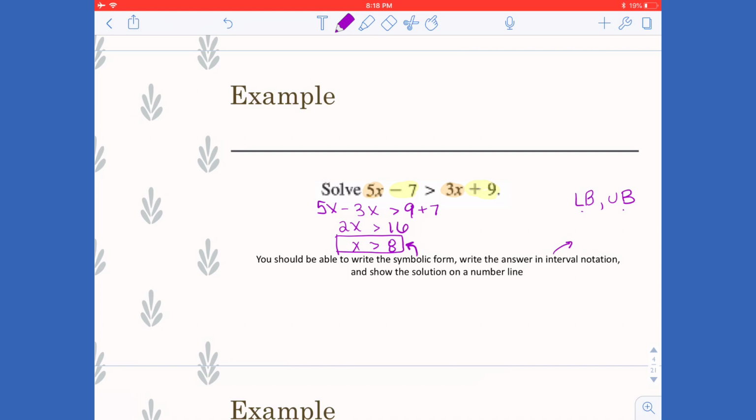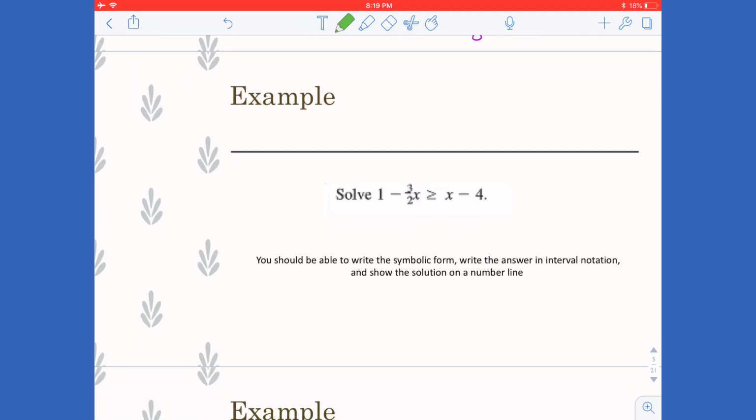In this case, my lower bound is 8. It is not included because my inequality sign does not have the "or equal to" symbol, so I'm using a parenthesis. And then x is greater, so that means I'm headed toward infinity. For a number line, I'm going to mark the value 8. I'm going to utilize an open circle because I'm not "or equal to," I'm just greater than. And I'm looking at values bigger than 8, so I'm going to shade to the right. Those are the 3 formats that I'll be looking for you to put your answers in.